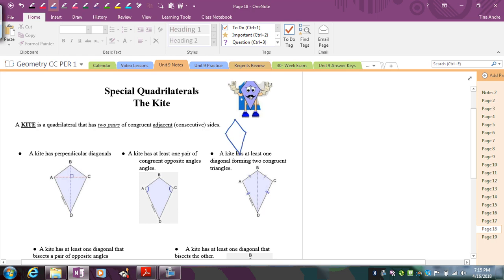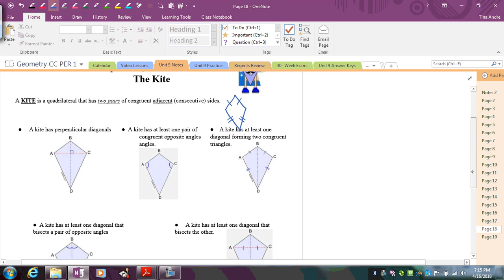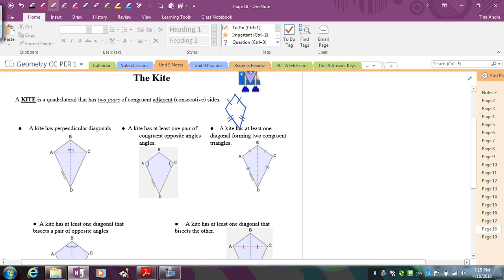So we have a situation where these two sides are consecutive or adjacent, and those are congruent, and then these two sides down here would be congruent. So that's a kite. There are several properties for a kite. The first one is that the diagonals are perpendicular, so you have all four right angles here.